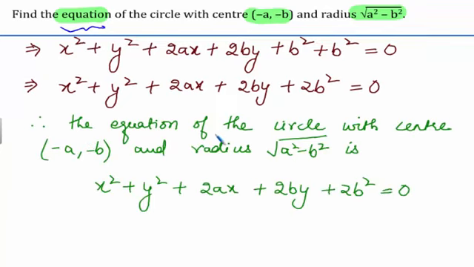Therefore, the equation of the circle with center minus a, minus b and radius square root of a square minus b square is x square plus y square plus 2ax plus 2by plus 2b square is equal to 0. This completes the solution.